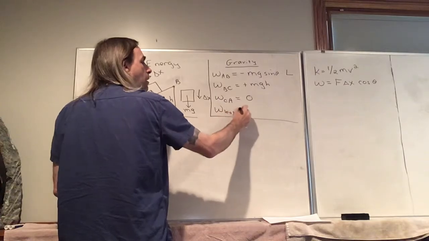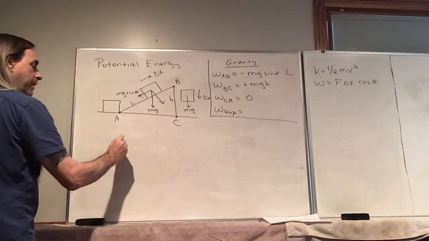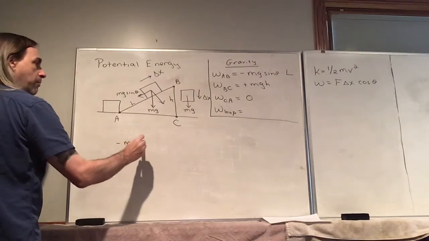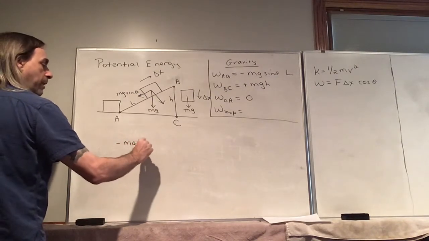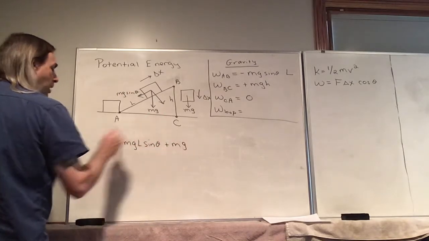And then the work done around this loop, let's write this off to the side. We have minus mg, I'm going to rewrite this a little bit, mgL sine of theta plus mg.